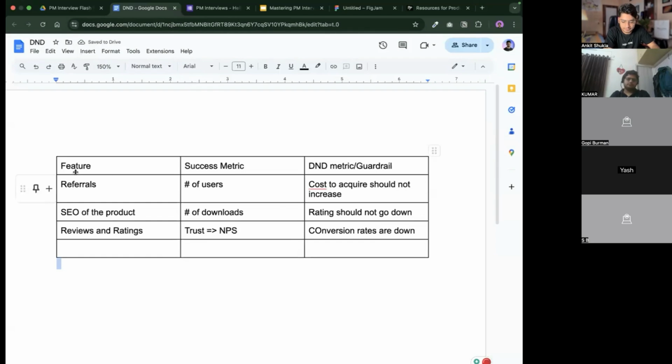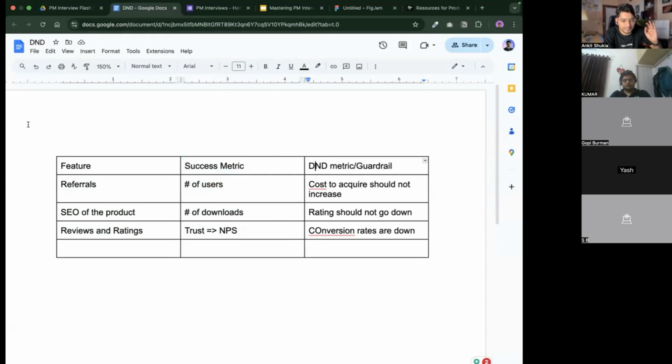So this is the example feature. These are the success metrics, and these are the metrics that should not be affected. Sometimes you can also put technical metrics there, which is the loading time should not decrease, the security should not decrease, these kind of things.